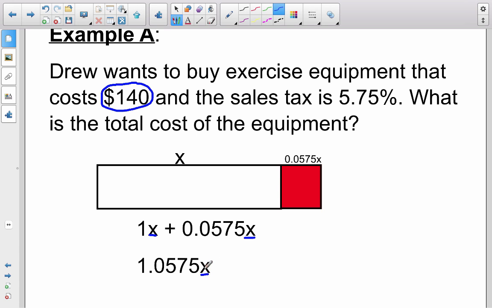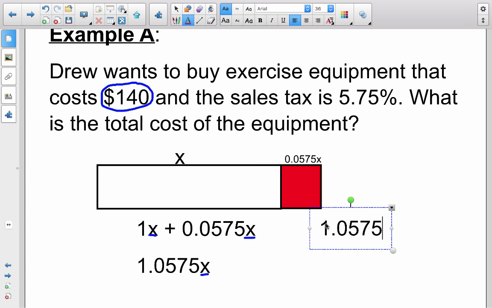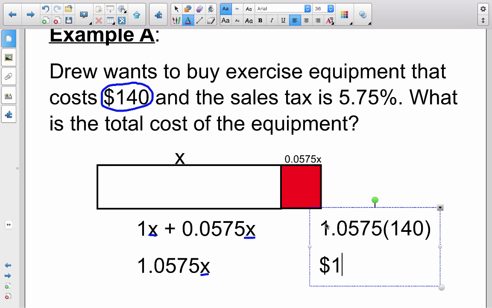I typically like to go with the shorter one, so I'm going to take the simplified expression and replace X with the cost. And at that point you can use your calculator, you're going to multiply, and we get our final answer, $148.05. So if you need some more time to copy that down, go ahead and press pause. And when you're ready, we're going to jump to another example. I want to show you a different way to approach these types of problems.